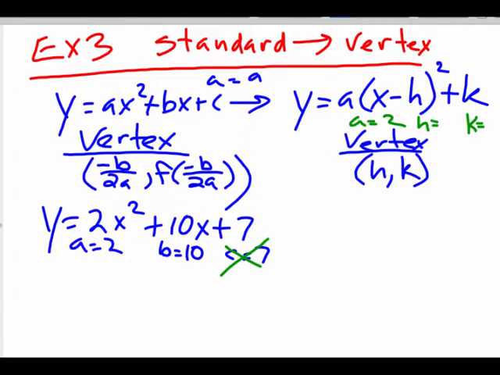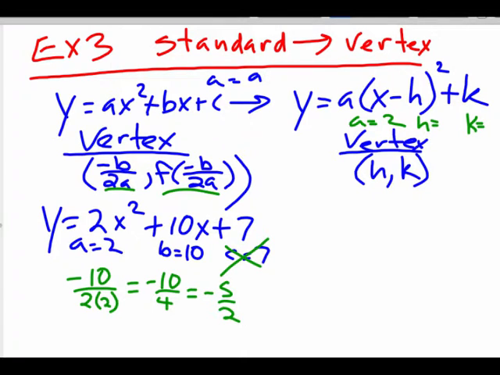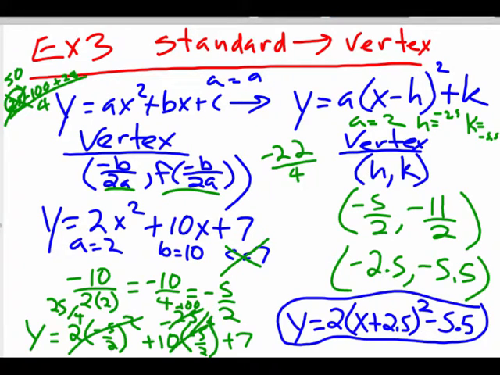Right? So I'm going to say, all right, that's the same as the vertex. So I'm going to say negative b, which is 10, all over 2 times a, which is 2. That's going to be negative 10 over 4, or if I reduce that, 5 over 2. So negative 5 over 2 is my x value of the vertex, right? So I could say negative 5 over 2 is my h. Now I've got to find k.